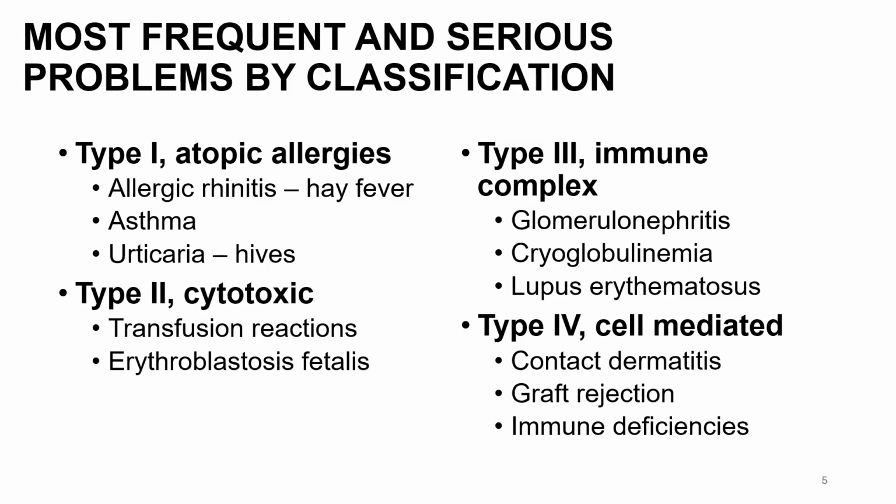Type 4, which is cell-mediated, this is T-cell driven, not antibody driven. So examples would be contact dermatitis, graft rejection, or some immune deficiencies. Histologically, you're thinking lymphocytes, macrophages, delayed response patterns. No antibody needed, just very determined T cells.